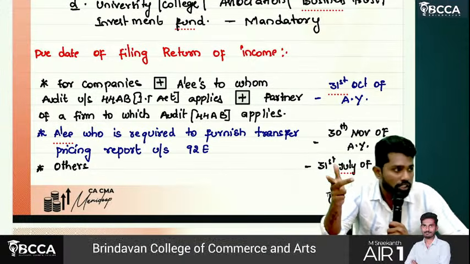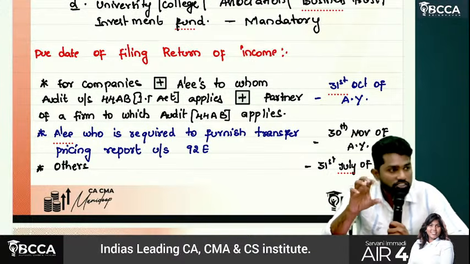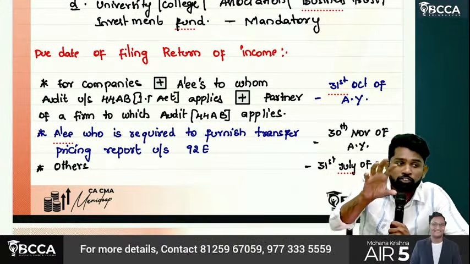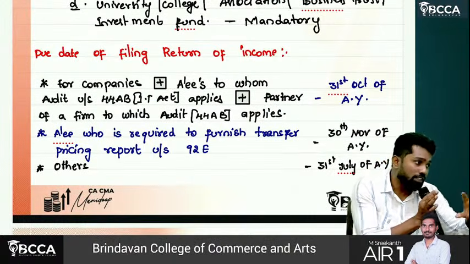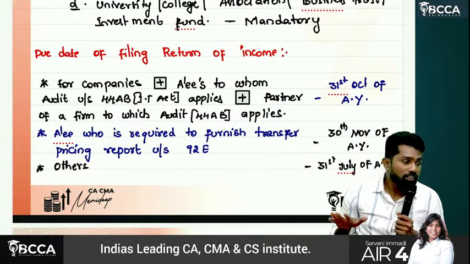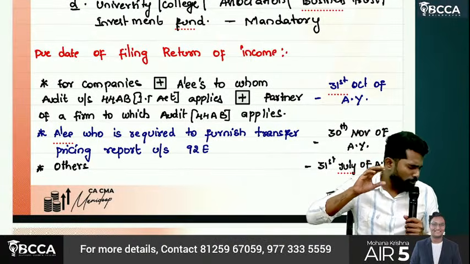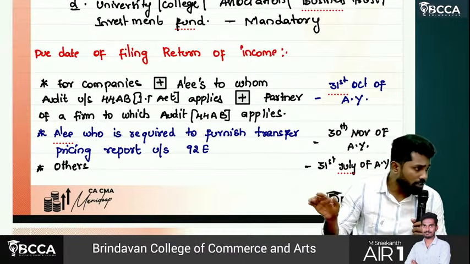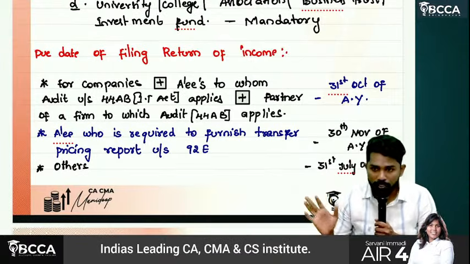For him audit is not applicable, but for the firm audit is applicable. Sir, understand? For the firm where audit is applicable, only when the firm's books are finalized will the partner get his share of income or share of profit, then the partner's return can be filed. That's why if tax audit is applicable to the firm, then even for the partner in his individual capacity, no audit, but still the due date remains the same, 31st October of the assessment year.